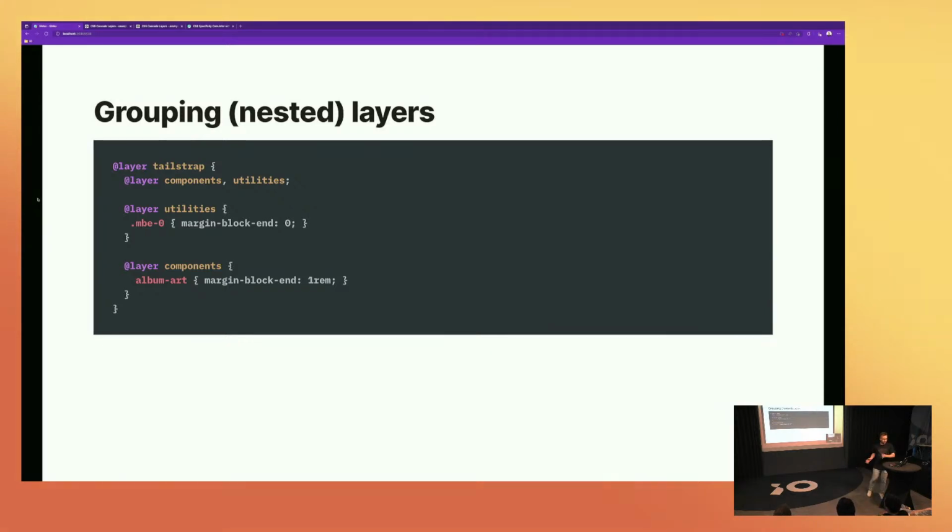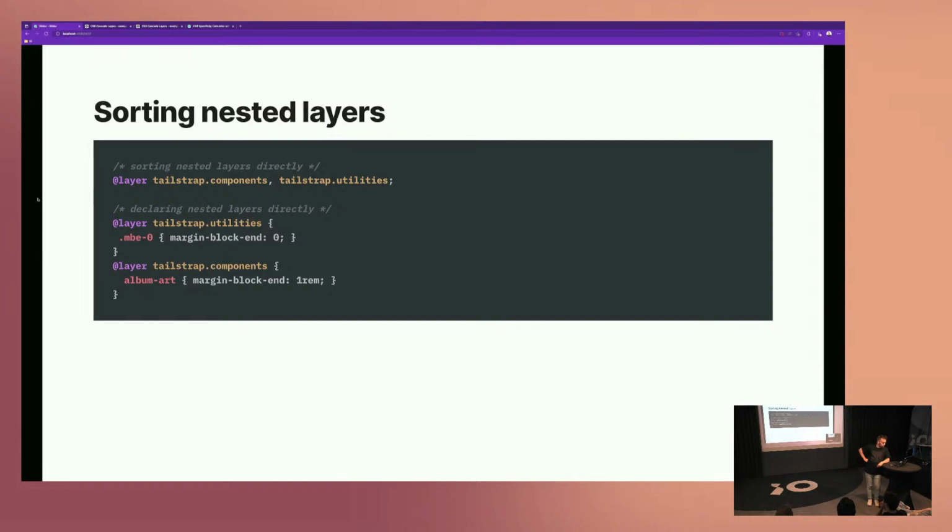But I could also start grouping my layers together. That's also a feature from CSS cascade layers. I could create this framework called Tailstrap, which takes all the negative things of Tailwind and Bootstrap and puts them together, and then I can order my layers within that framework of other layers, and so on and so on. And I could style my album art component with a margin block end. I can also use dot notation to do sorting or defining layers. So in this way, we have the Tailstrap, and the utilities, and indeed, same as before.